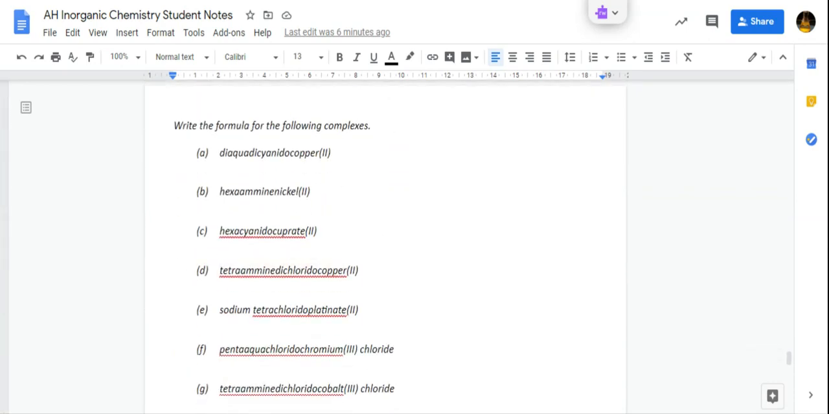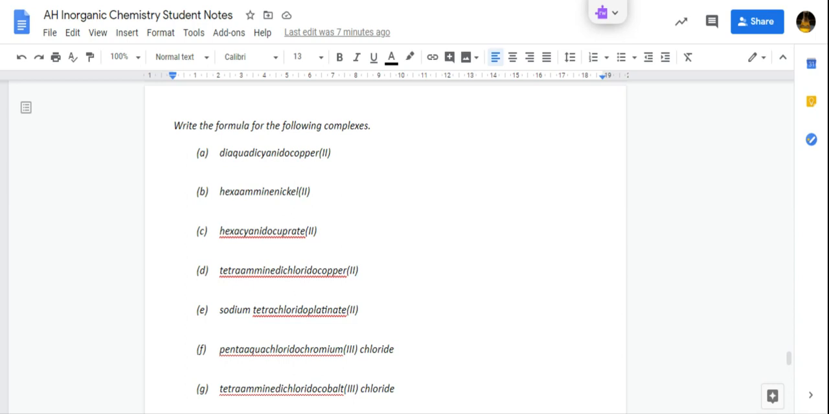At the next step, we're going to have a look at writing formulae for the following complexes. If it's got diaqua, dicyanido, you know you've got 2 waters and 2 cyanide ions. You need to work out which one's going to come first in the formula. Obviously we'll have the metal first, but which of the ligands is going to come first? We've got the single copper.